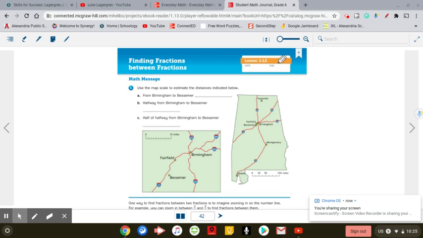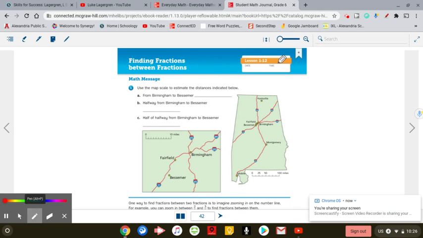So this is math lesson 112. Today's objective is really about finding fractions between fractions. So if I looked at 2/3 and 1/3, what is a fraction in between them? And that's kind of tricky. So it actually starts with using some map scales.